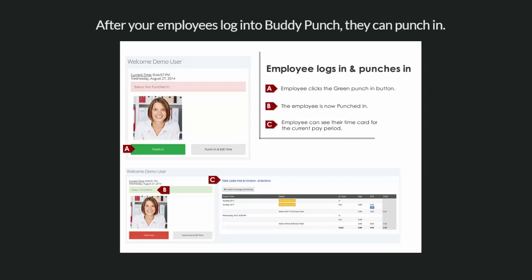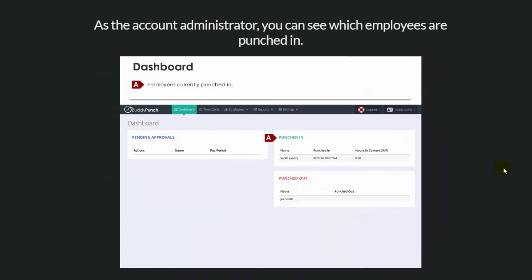You'll see that the employee has a color-coded button to punch in or out, depending on their current punch's status. Here we're demonstrating a punch in. They can also see their time card and hours for current period. The next screen shows your administrator dashboard. Note that the dashboard has a punched in section, which will give you details on employees as they're punched in.